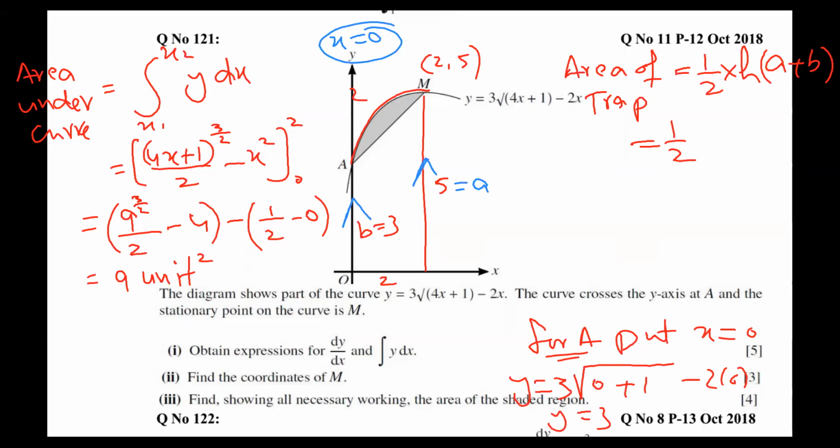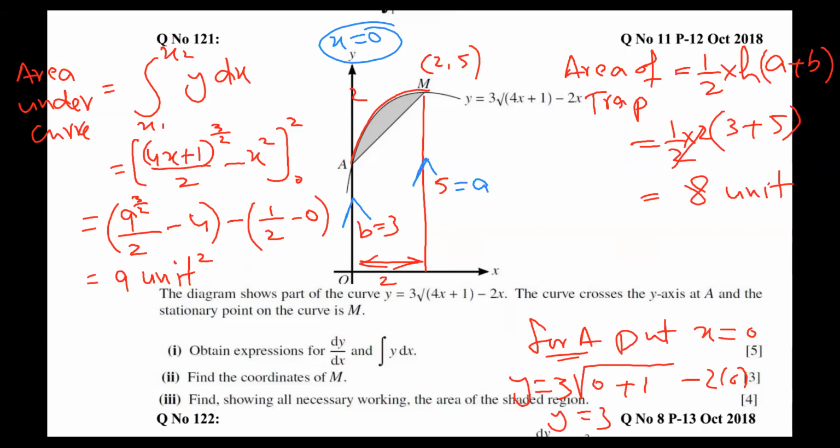And this 2 is called the height. This gap is called the height. So height is 2, a is 3, b is 5. The 2 cancels and I get 8. So what is the answer? 8 units square.